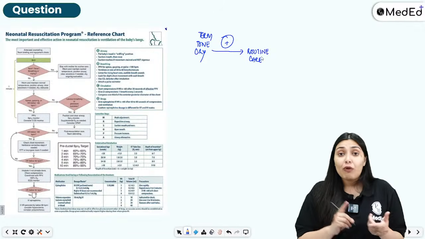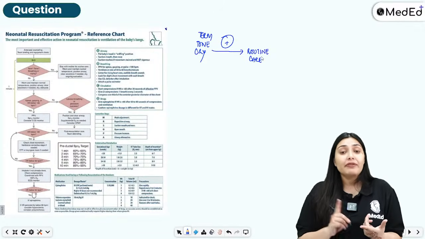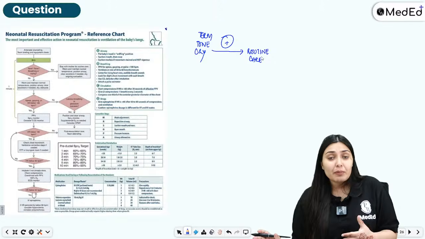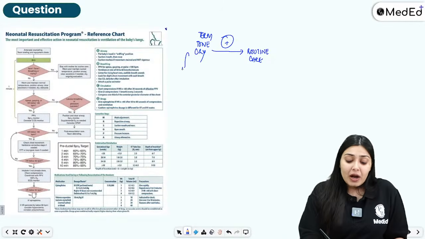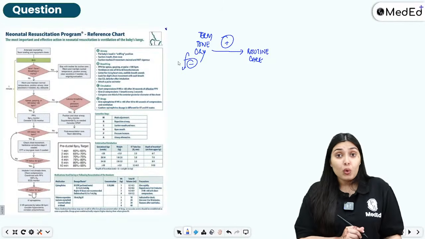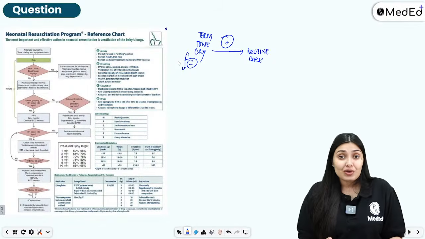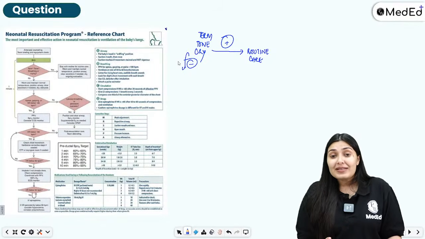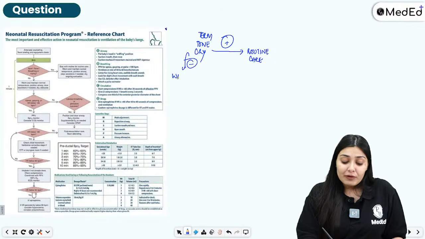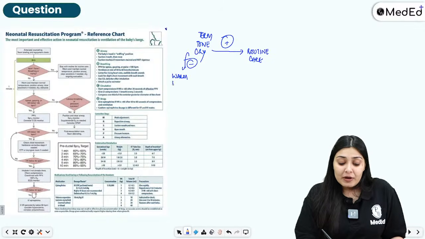We'll maintain the warmth, we'll start breastfeeding, we'll give vitamin K prophylaxis, rooming in with the mother. But if the answer to any of these questions is no, then we have to give the initial steps of resuscitation. What are these initial steps of resuscitation? We warm up the baby, position the baby, suction the secretions if there are any, and do tactile stimulation.